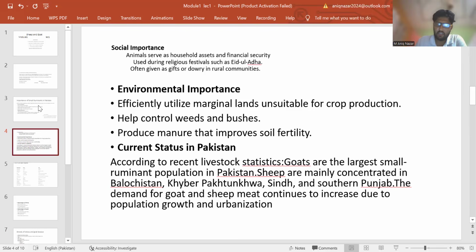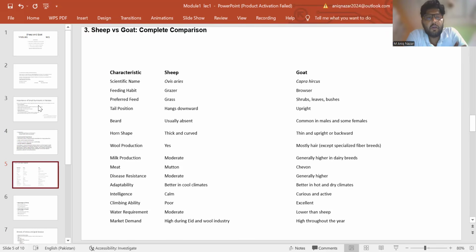And the third part is the comparison of sheep and goat. Here are some things we have to see about sheep and goat, like the scientific name. The name of sheep is Ovis aries, while goat is Capra hircus. Feeding habit: sheep is a grazer, goat is a browser. Preferred feed: grass for sheep, while goat prefers shrubs, leaves, and bushes. Tail position: hangs downward in sheep, while upright in goat. Beard: usually absent in sheep, while common in male goats and some females. Horn shape: thick and curved in sheep, thin and upright in goat.